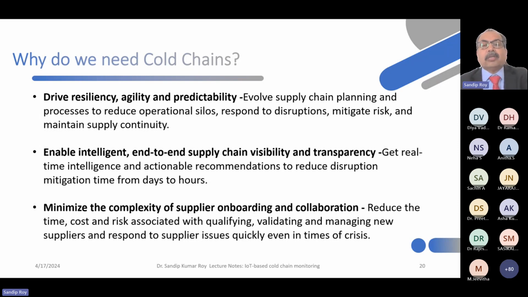Enable intelligent end-to-end supply chain visibility and transparency. Right from manufacturing till the end, you need to know what temperature it is going through and how much time it will take to deliver. Minimize the complexity of supplier onboarding and collaboration.